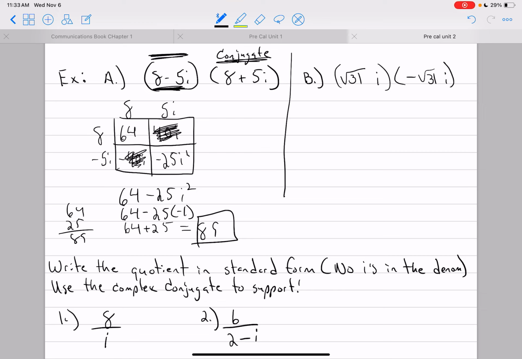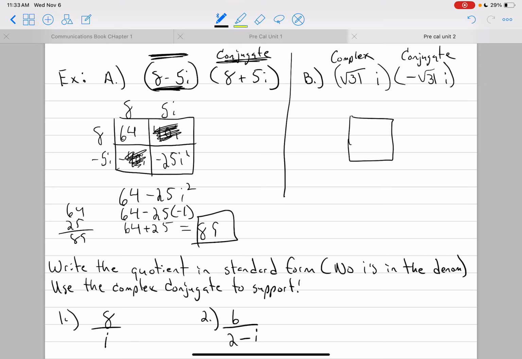Let's see what happens again on part B. Here's my complex number, square root of 31i. Here's the conjugate, the negative square root of 31i. Let's see if we multiply those together.